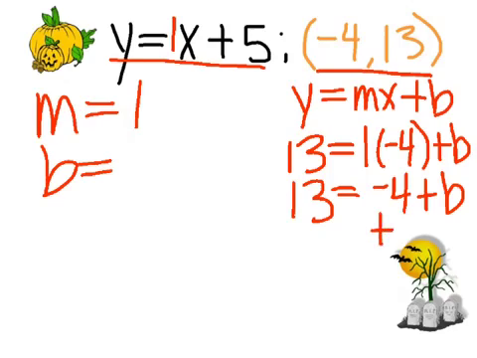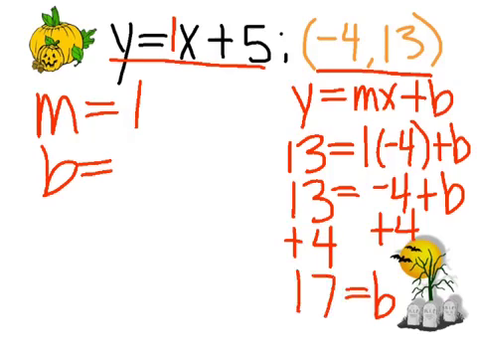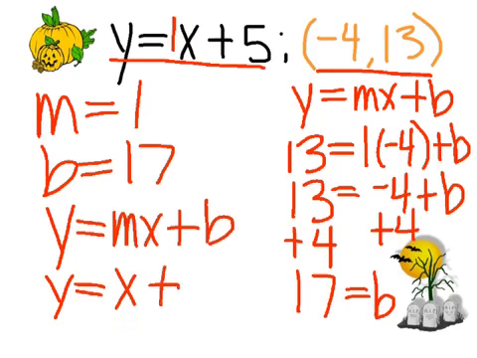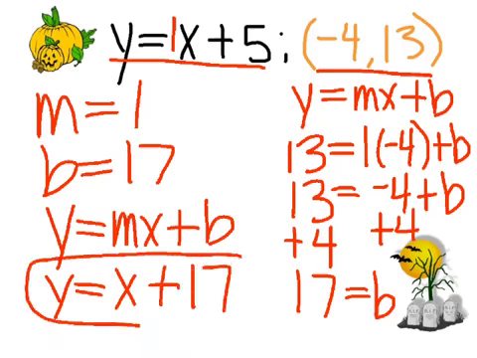How do we get rid of the negative 4 on the right side? Plus 4. We need to add 4 to both sides. When we add 4 to both sides, what do we get on the left side? 17. So our y-intercept is 17. We need to take our slope and our y-intercept and put it into our y equals mx plus b. The slope is just 1, and 1 times x is just x. Our y-intercept we found was 17. So our final answer is going to be y equals x plus 17.